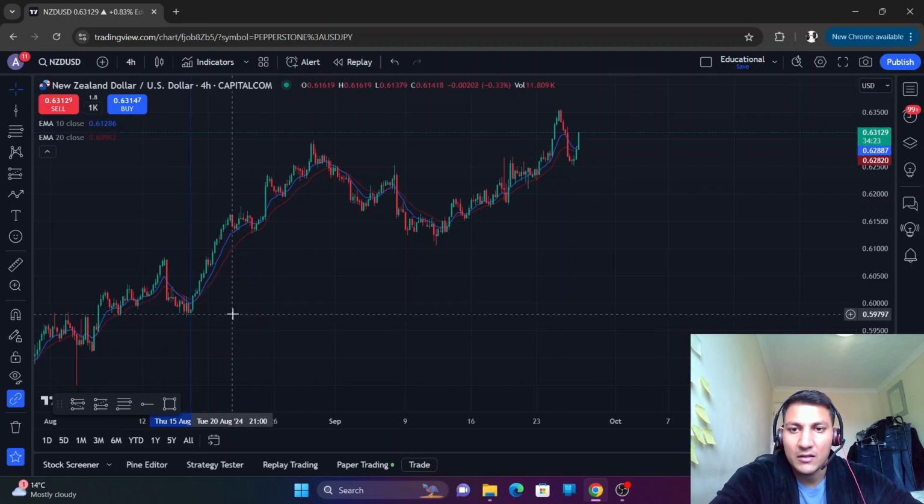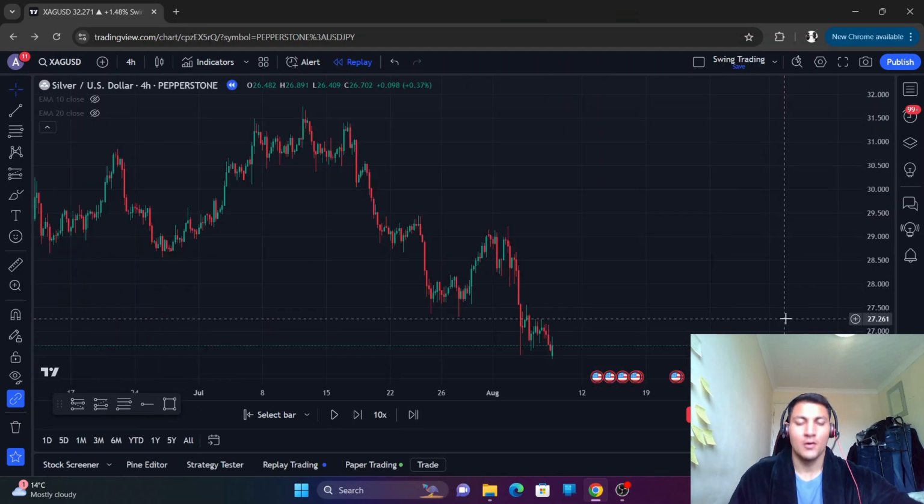This is a good setup, and you can make money with this. Okay, and now for my favorite strategy, the optimal trade entry. I absolutely love the optimal trade entry because it's so easy, so simple, and yeah, let's get into it.